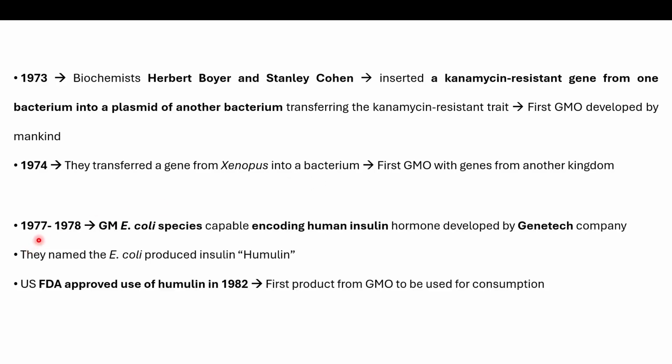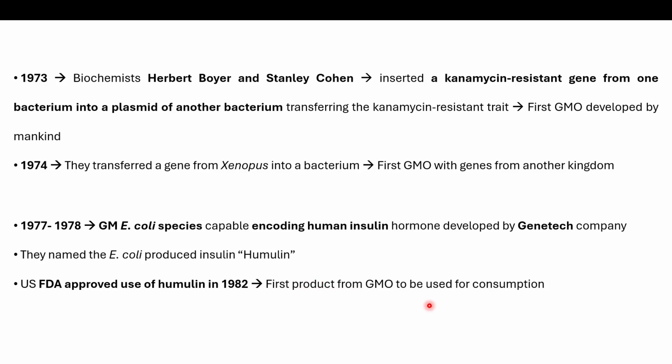And then between 1977 and 78, genetically modified E. coli, which is a bacterium, encoding the human insulin hormone was developed by the company GeneTech. This E. coli produced insulin was named humulin. Finally, in 1982, the FDA approved the use of this humulin, or E. coli produced insulin, and humulin is the first product from a genetically modified organism to be used for consumption.